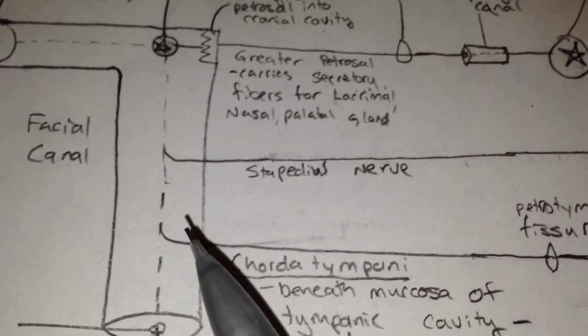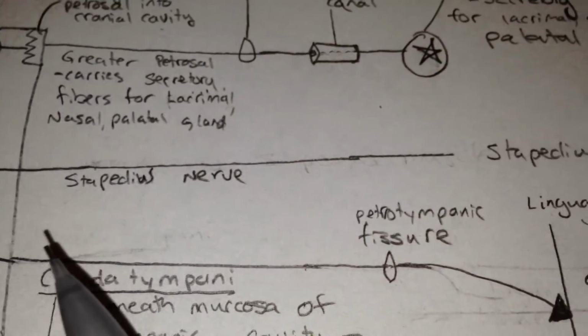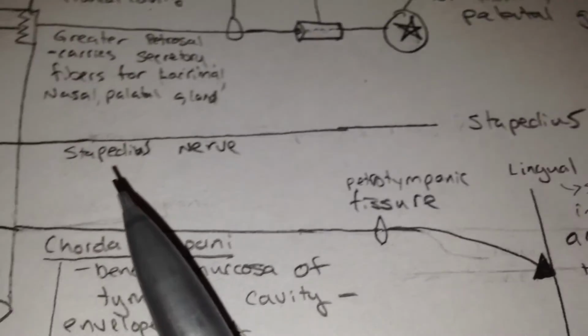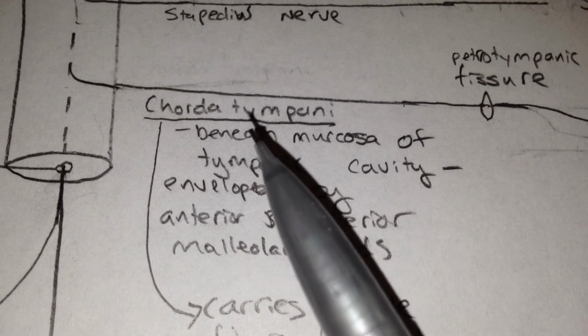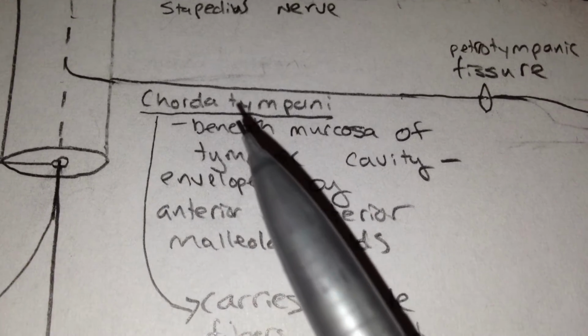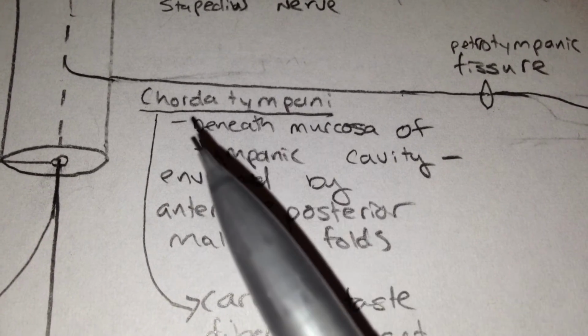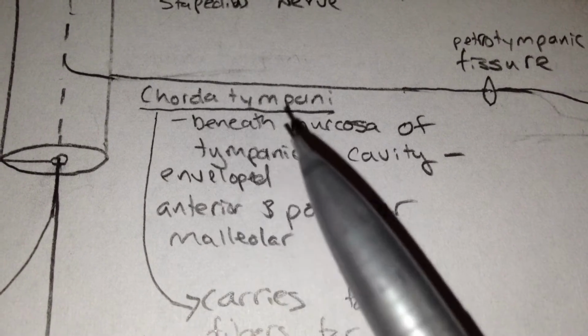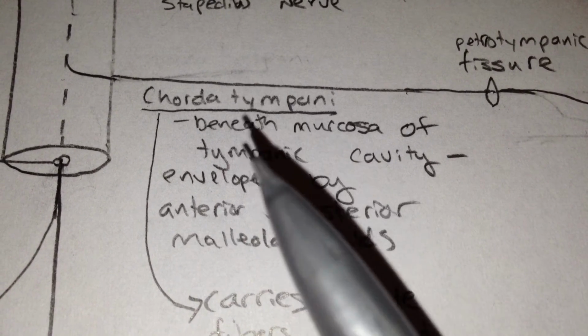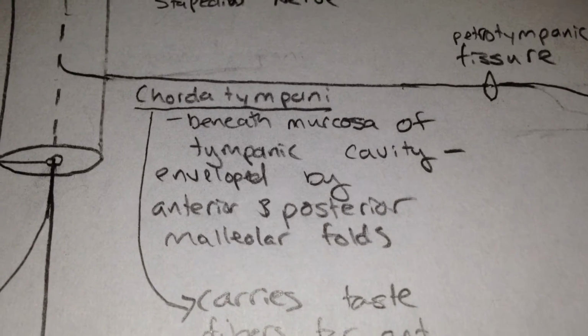The second one is just going to be a stapedius nerve, which will go to the stapedius muscle. And then there will be the chorda tympani. The chorda tympani is actually kind of important. First of all, in the tympanic cavity, beneath the mucosa, you're going to find your chorda tympani, which is encompassed by the anterior and posterior malleolar folds.